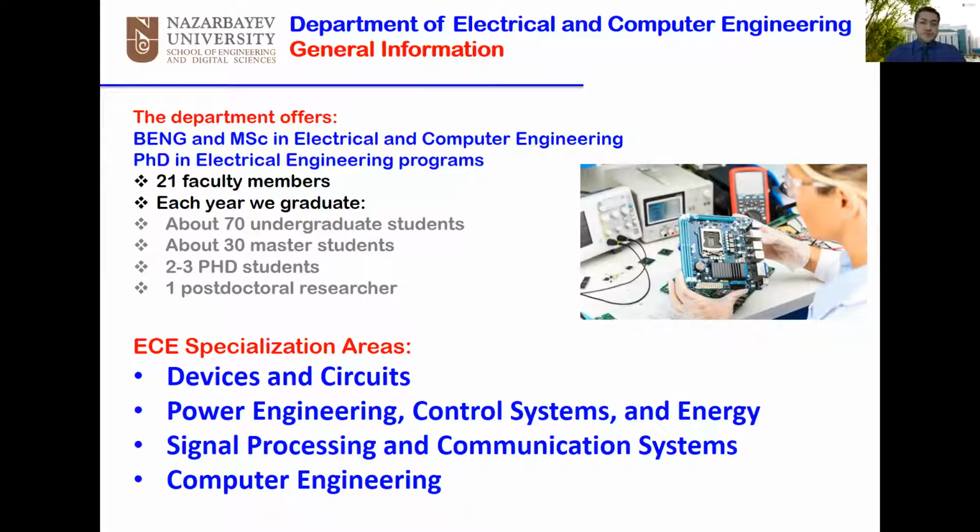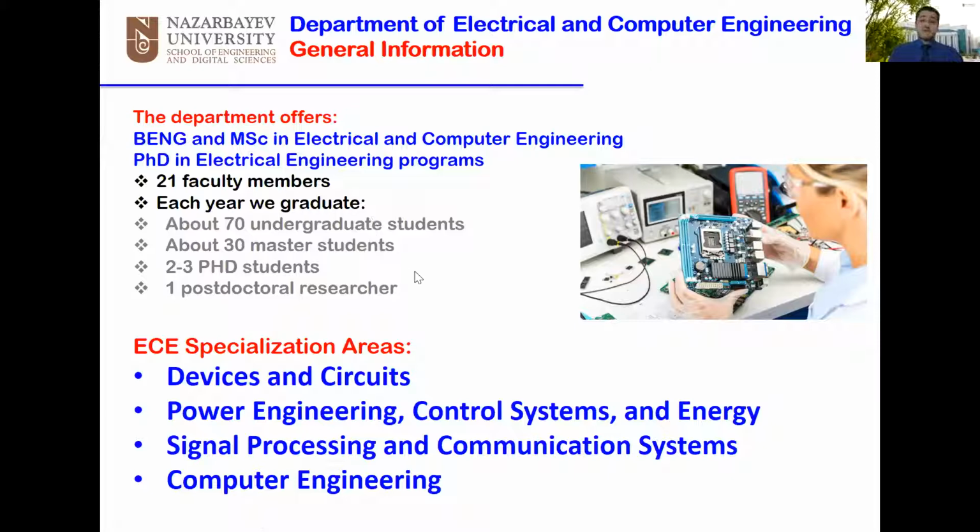Therefore, we support Nazarbayev University with 21 faculty members, and each year we graduate approximately 70 undergraduate students. It fluctuates, sometimes 75, sometimes 80, sometimes 68. But if we take an average, it would be 70 undergraduate students we are graduating. About 30 master students per year we graduate. I'm telling you that 30 master students for each and every department worldwide is a significant number, even in very large universities.